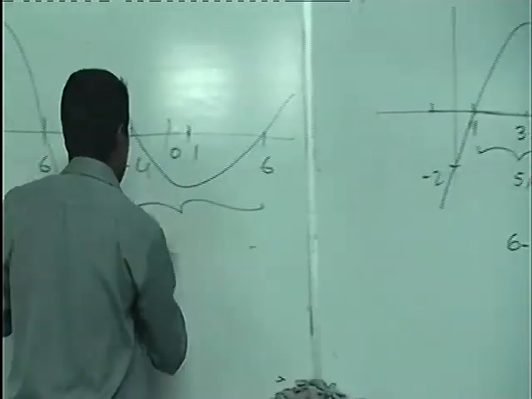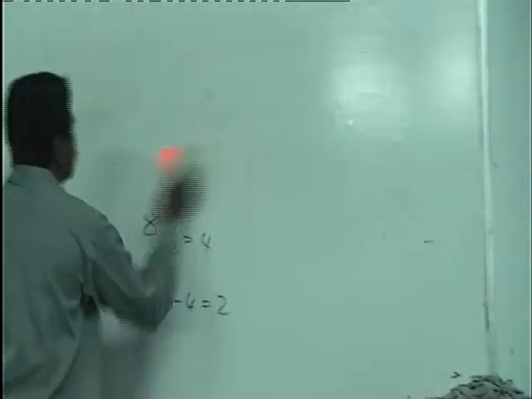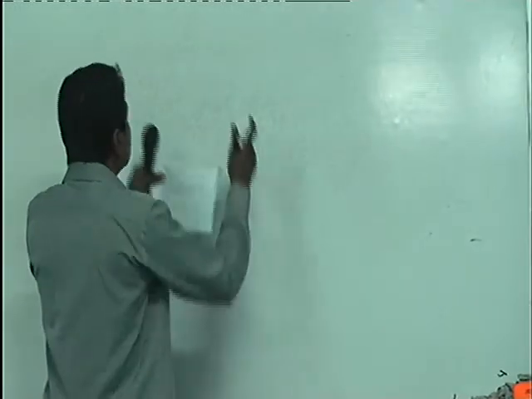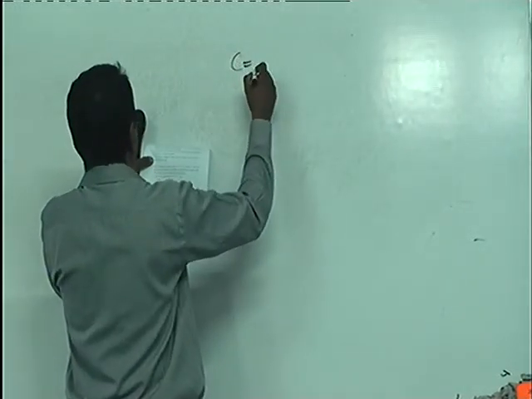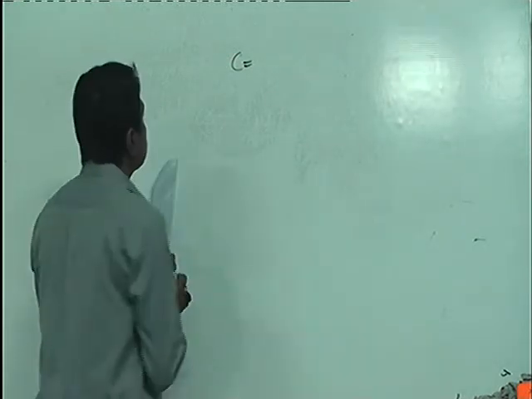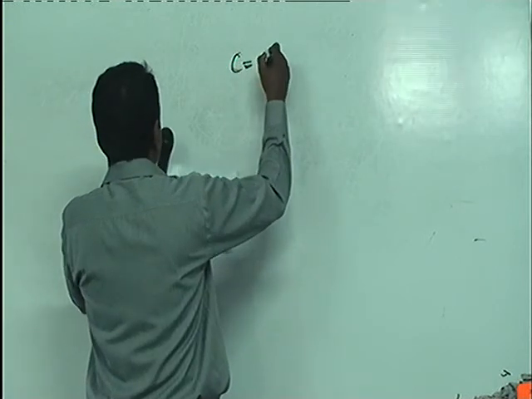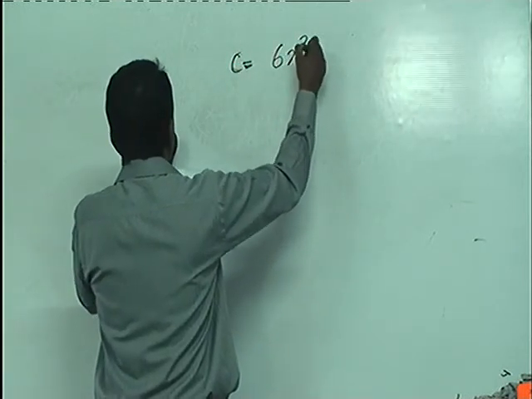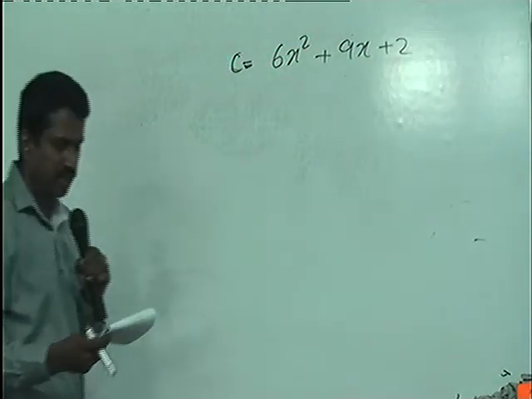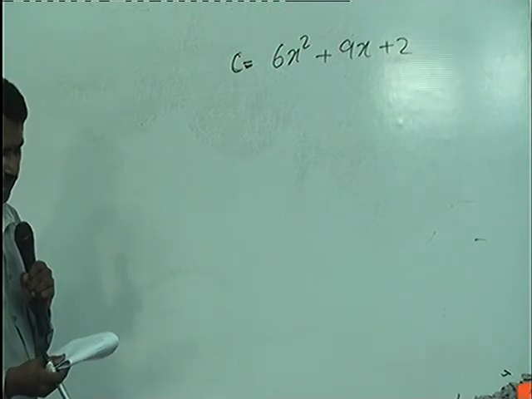So you have been given the cost function now. The cost function is C equals 6x squared plus 9x plus 2. Compute the value of the rate of change.